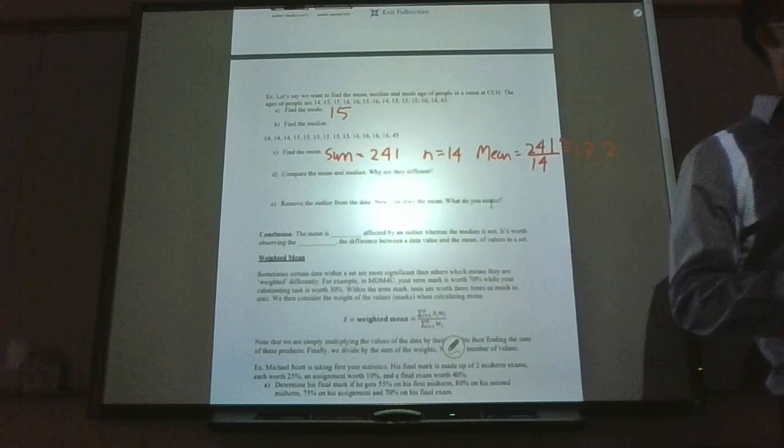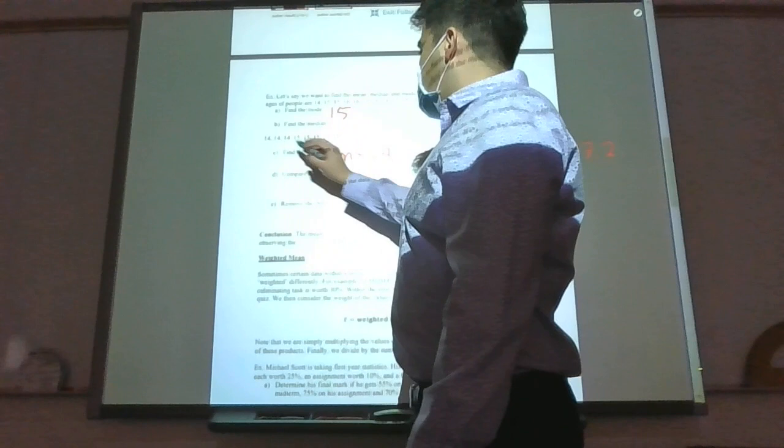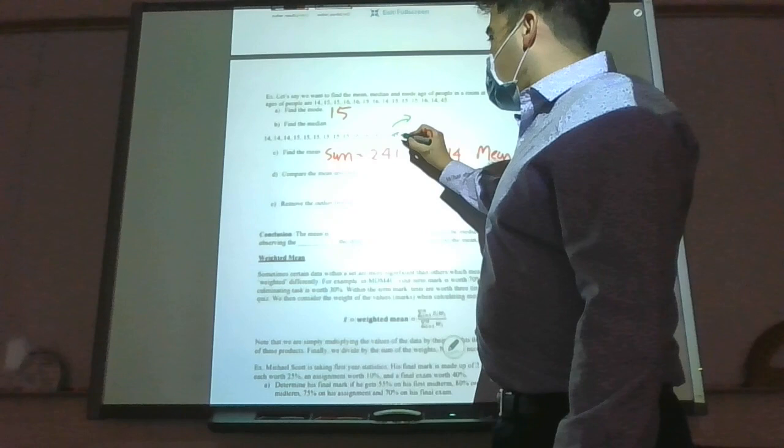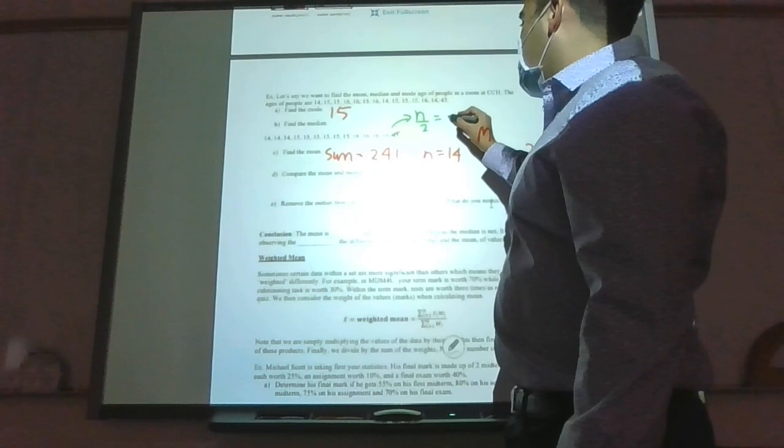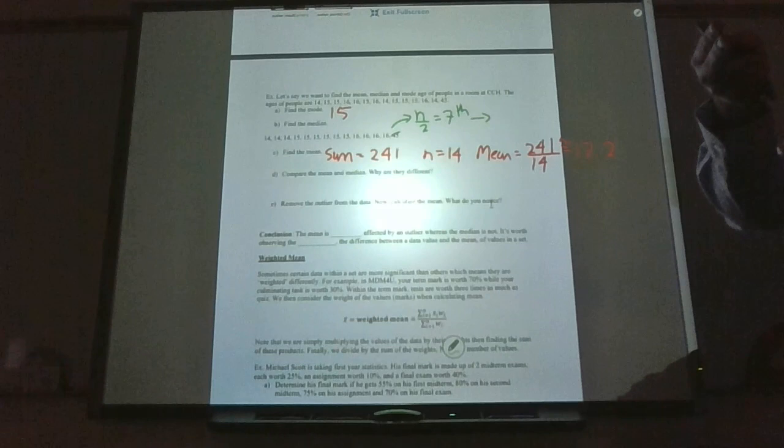Median. So what's the median here? Yeah. 15. Perfect. And we can use the formula if you want here, or you can kind of cross them off. I'm just going to use the formula just to practice. So n divided by 2, so we're looking for the seventh term. And then the rule here is you look for the next term as well. So we're looking for the seventh and the eighth term. So what is the seventh and eighth term here?